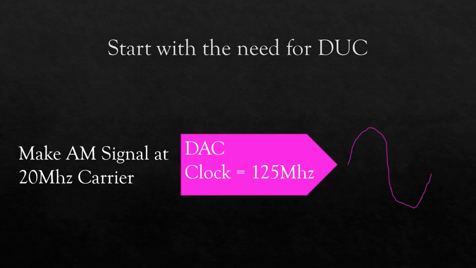And I found a nice little 125 megahertz crystal that I'm going to use as my clock for my DAC. And our goal here is we'd like to make a nice crystal clear AM radio signal at a 20 megahertz carrier. And I'd like to create the entire AM waveform all in DSP and have it come out that little DAC, and it will be the most pristine AM radio signal this side of the Mississippi River.